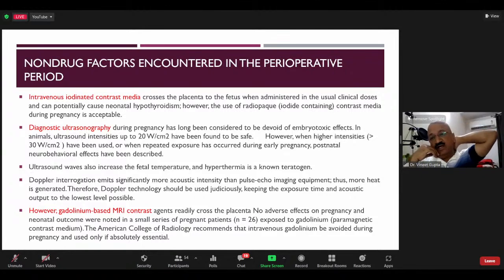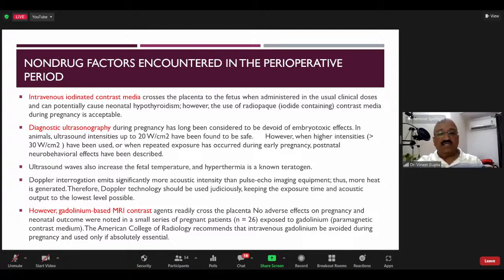Again, the neurobehavioral effect is directly related to temperature. Ultrasound actually increases the temperature, and that will affect the neurobehavioral changes in the fetal brain. So Doppler interrogation emits significantly more acoustic intensity than pulse echo imaging equipment, thus more heat is generated. Therefore, Doppler technology should be used judiciously, keeping the exposure time and acoustic output to the lowest level possible.